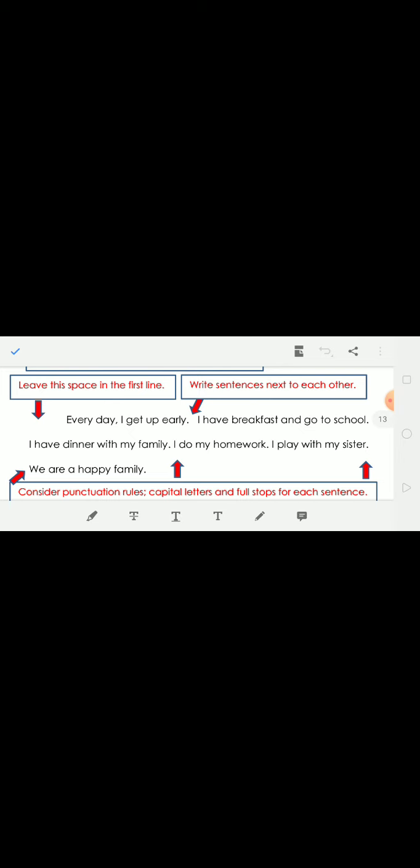Again, can you see the space in the first line? And can you see also that the sentences are next to each other? And each sentence starts with a capital letter and ends with a full stop? Great! So it's a perfect paragraph, isn't it?